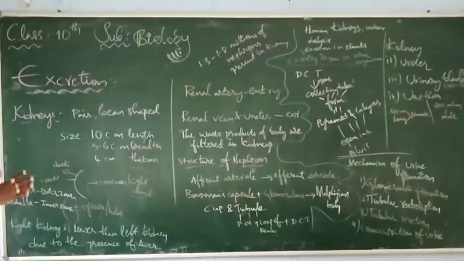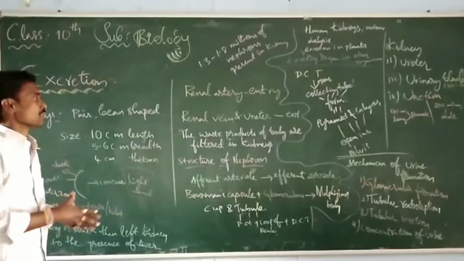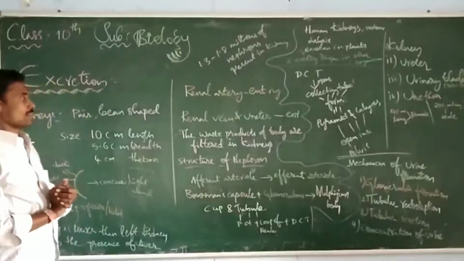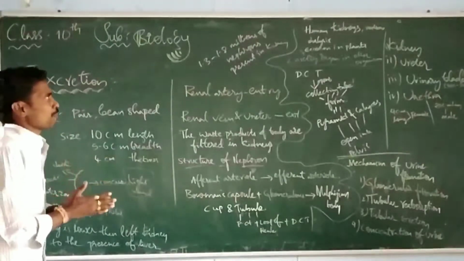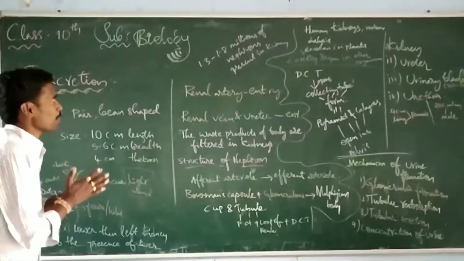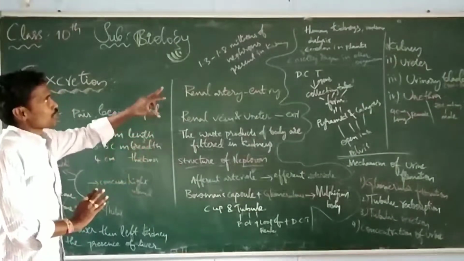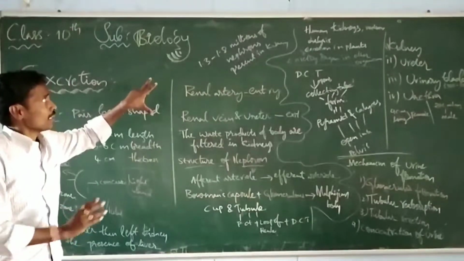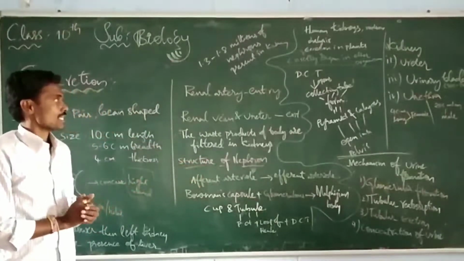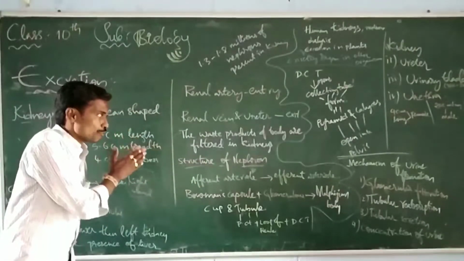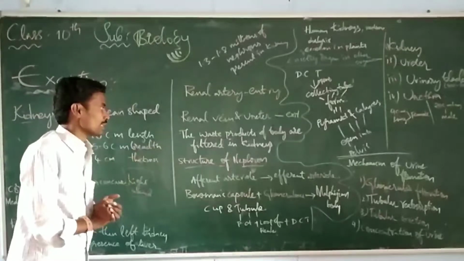Actually, what is going on inside the kidneys? The waste products of our body which are produced during metabolic processes are filtered in the kidneys. Inside the kidney we observe millions of nephrons, around 1.2 to 1.8 million nephrons in each kidney. The structural and functional unit of the kidney is the nephron, as it is made up of several millions of nephrons. So it is considered the structural as well as functional unit of the kidney.